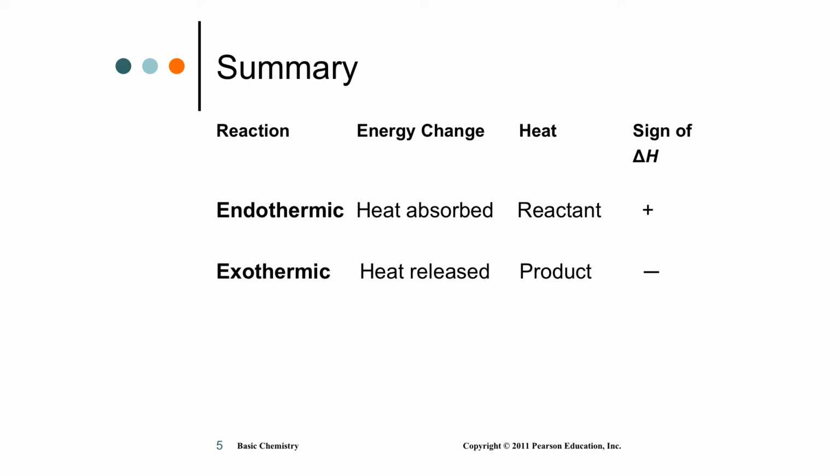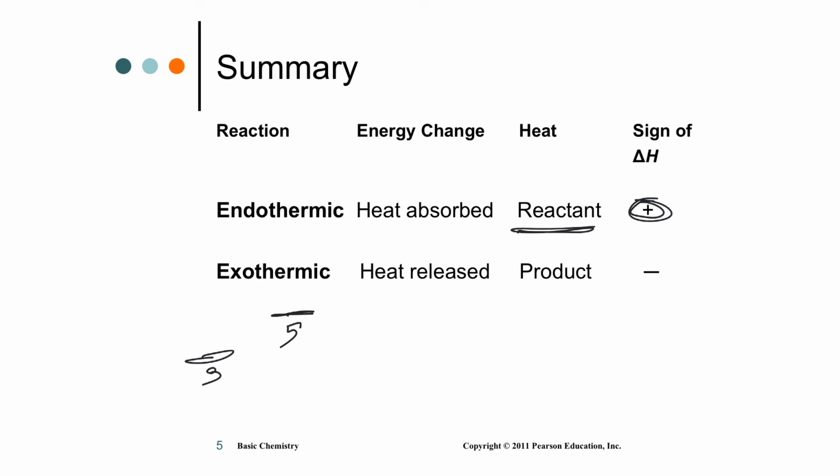So here's a summary. Endo, heat is absorbed, okay? And the heat goes on the left side. The energy is counted on the left, and delta H would be positive. Products minus reactants is positive, okay? Products minus reactants, 5, 3. 3 minus 5 is 2, so positive 2.